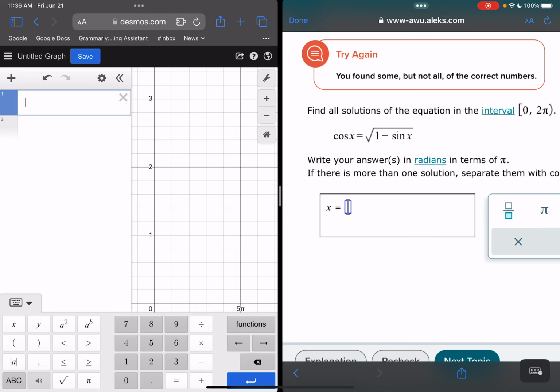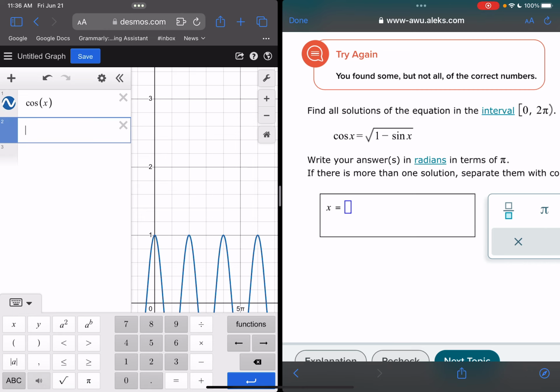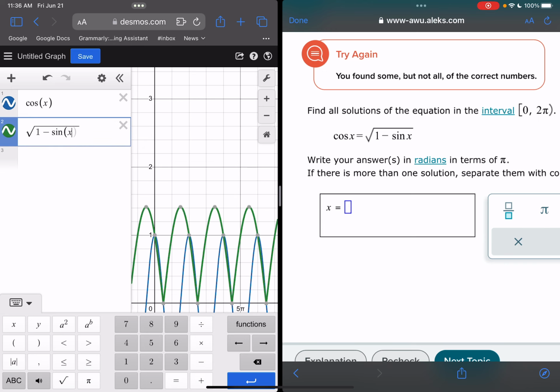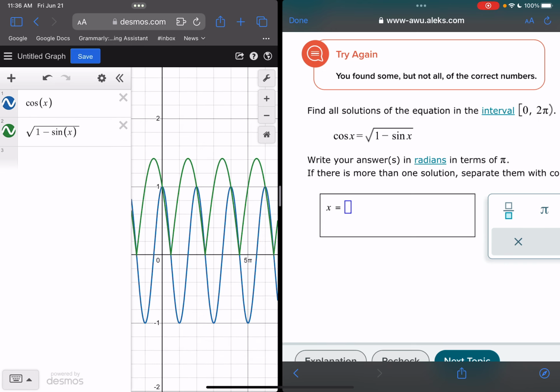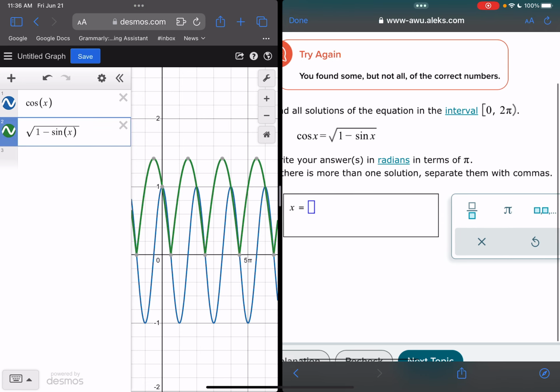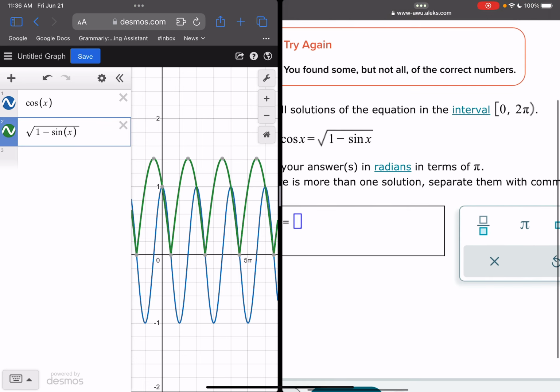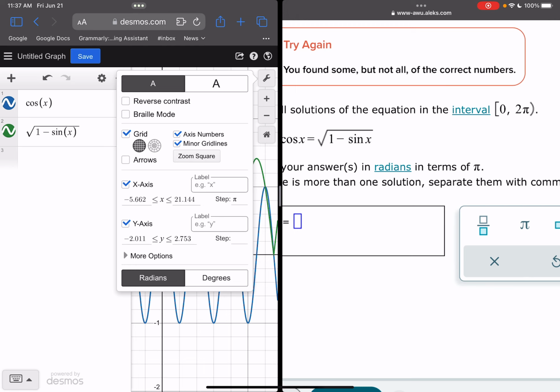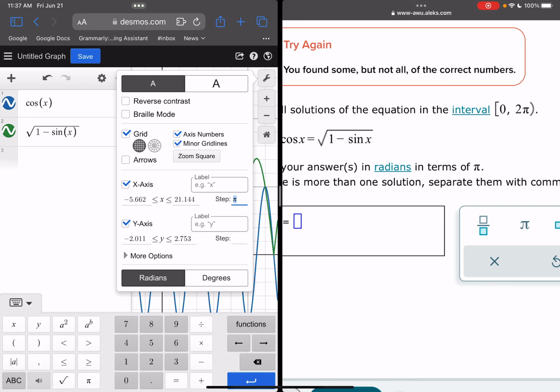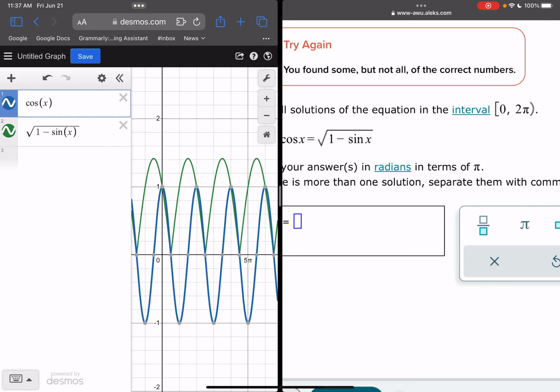So on one side, put cosine x, and then square root of 1 minus sine x. And then because it wants it in terms of pi, I changed my step for the x-axis to pi. And this is what you get.